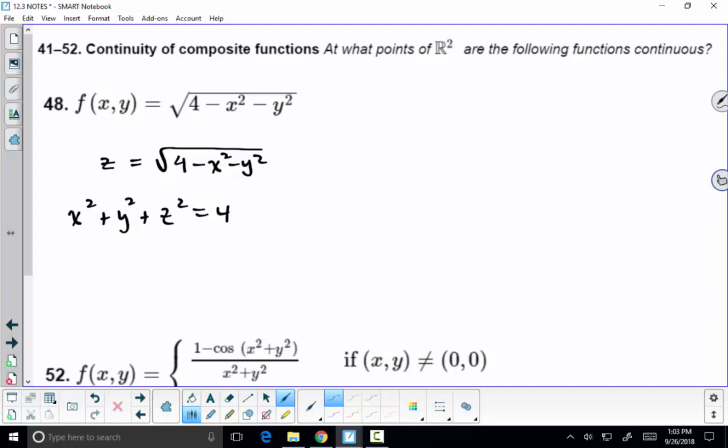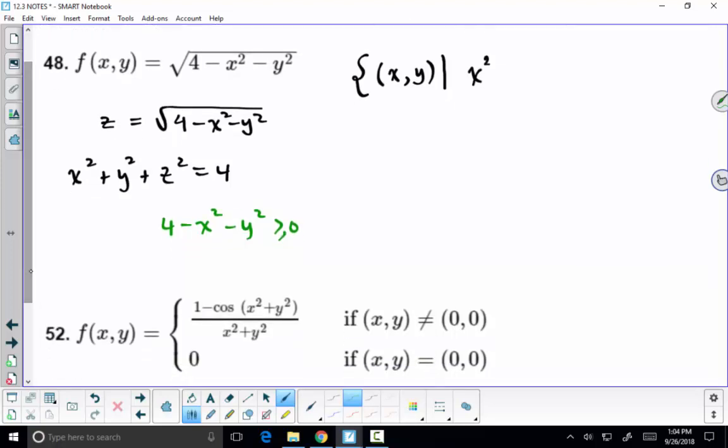Okay, so in terms of continuity, where is this function continuous? It's going to be continuous at the set of x, y where x squared plus y squared is not equal to 4. So could it be greater than 4? No, x squared plus y squared must be less than or equal to 4. Right. So this square root is going to be defined as long as what's inside is greater than or equal to 0. As long as what's inside the square root is non-negative, you're good to go.